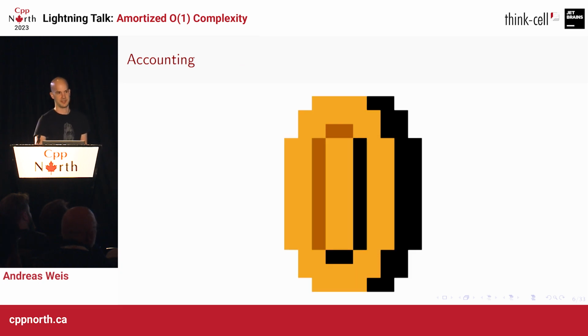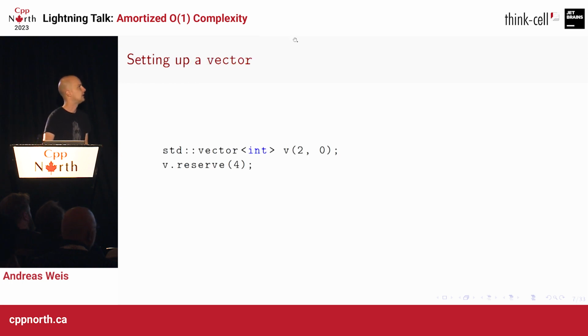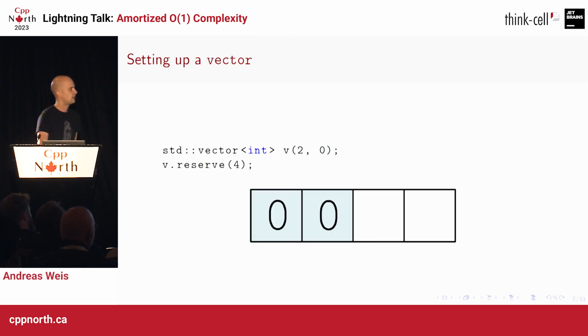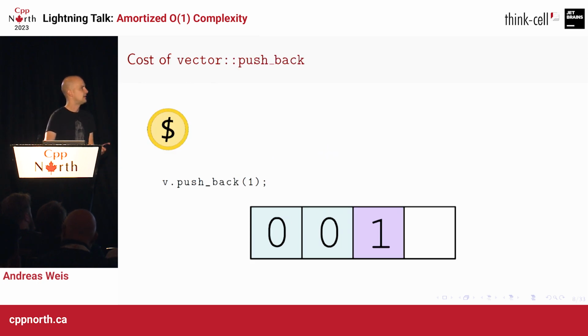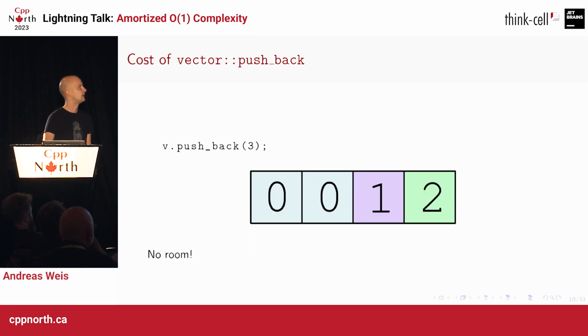Coins, it's about coins. So the idea here is that we use coins to represent the cost of the computation, and then the number of coins that we need gives us a measure for what the complexity is. So let's set up a little vector, and now we're going to push back some elements into that and look at the complexity. So I'm pushing back 1 element. I need to pay 1 coin for copying the element, and then the element is in there. I push back another element.